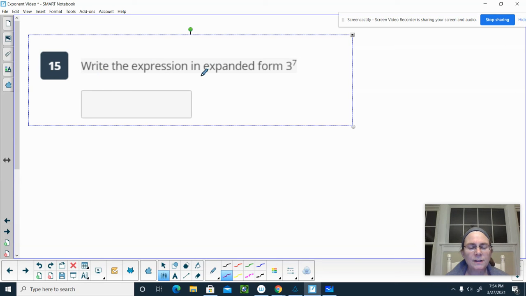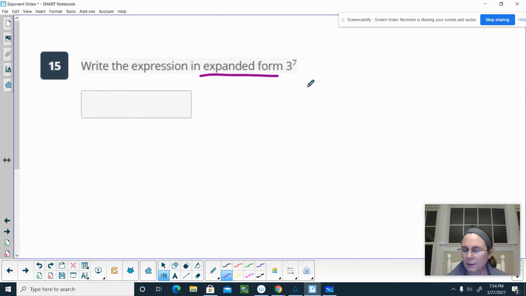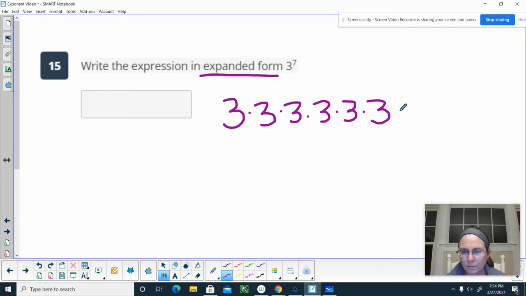Write the expression in expanded form. I don't need to multiply anything out. I'm just taking that base number, which is 3, and multiplying by itself 7 times. I don't need to spend the energy multiplying that out. That is not what it's asking. It's only asking for expanded form.